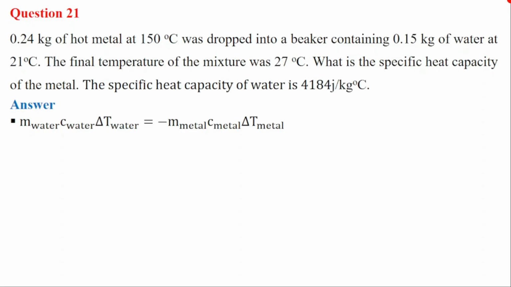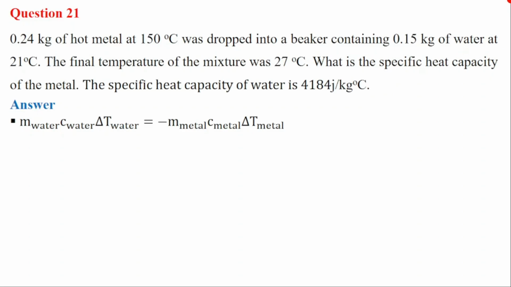The mass of water times the specific heat capacity of the water times the change in temperature of the water will be equal to minus the mass of the metal times the specific heat capacity of the metal times the change in temperature of the metal. We are putting minus because the metal is losing the heat. We have all the data, so we can replace the values.